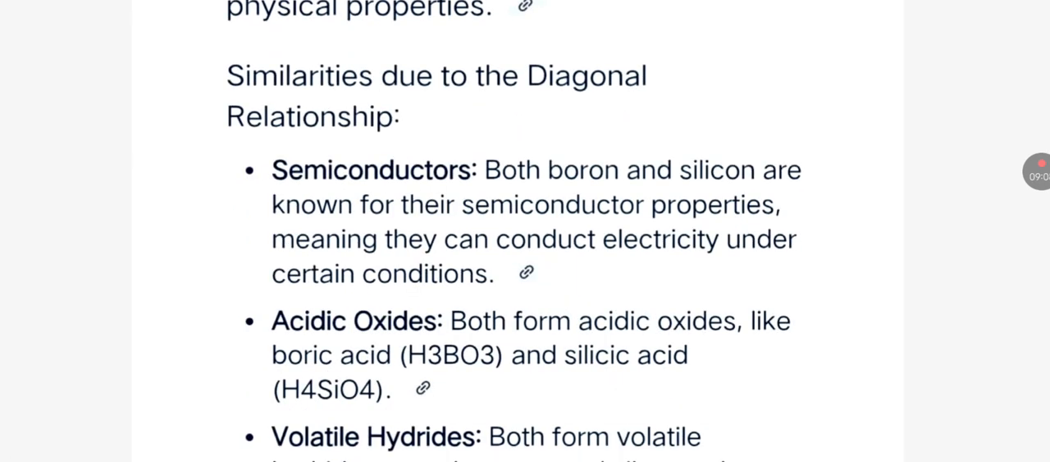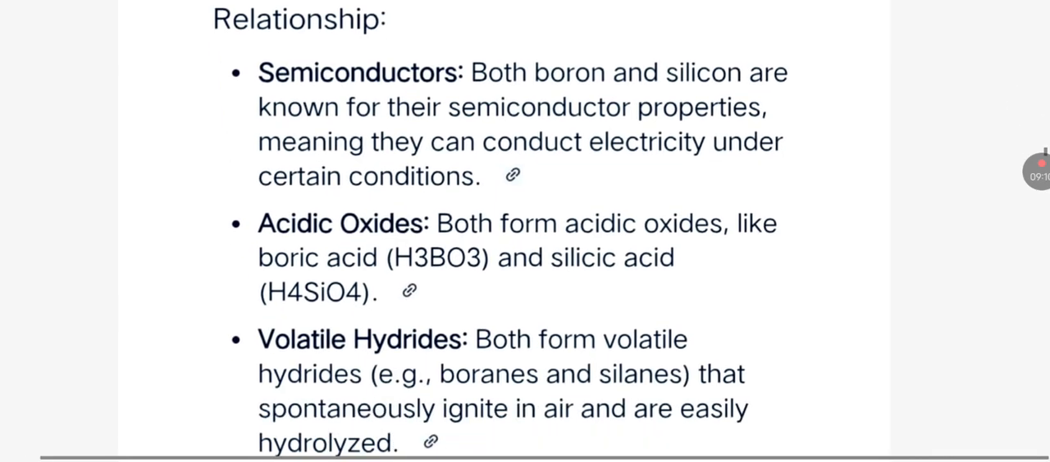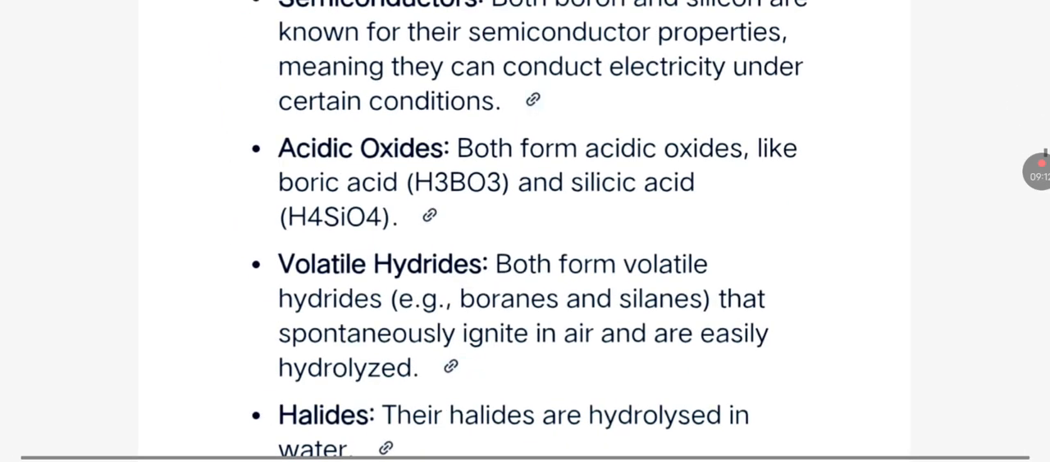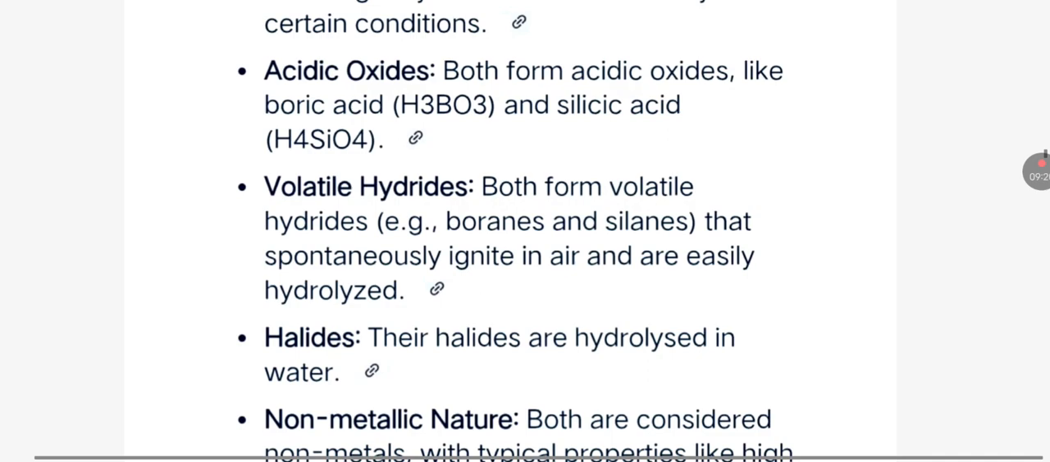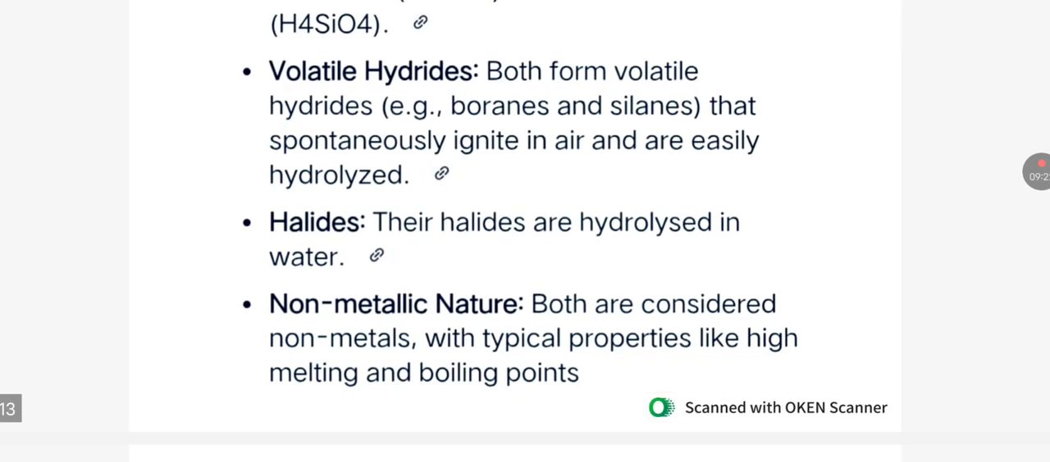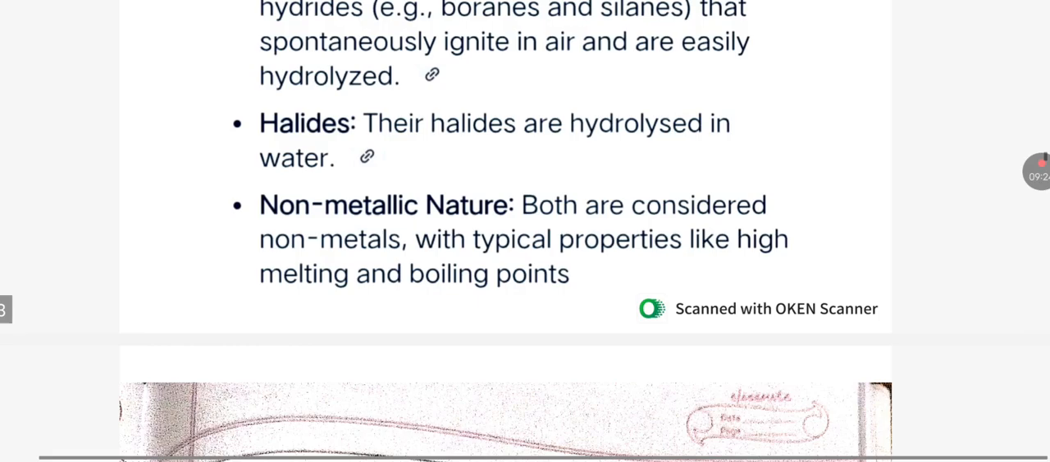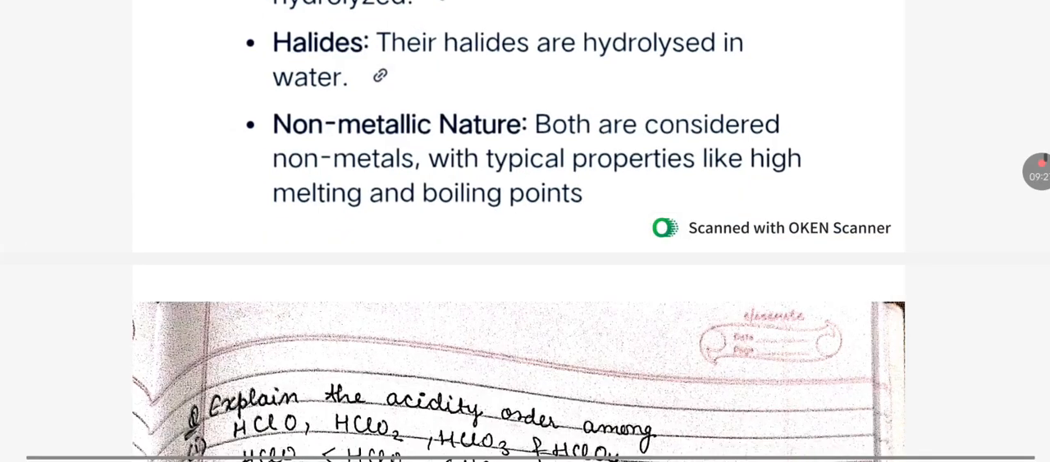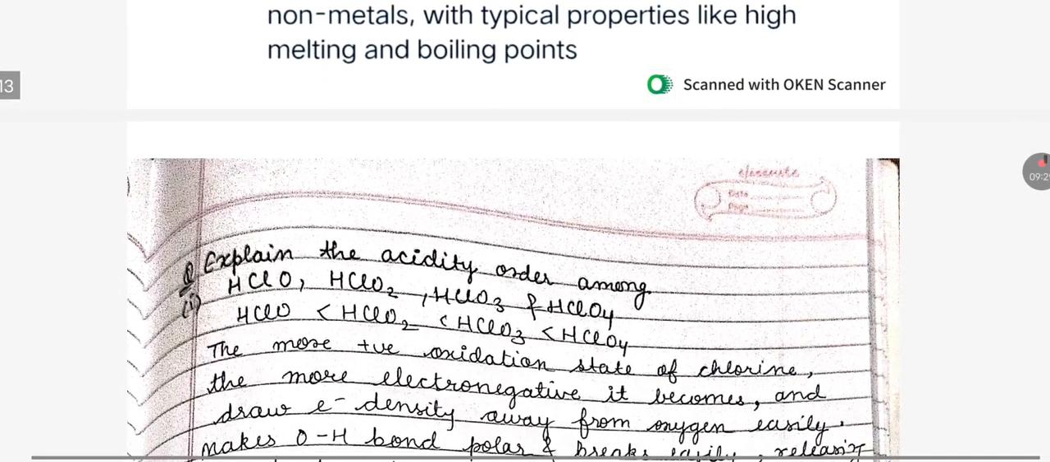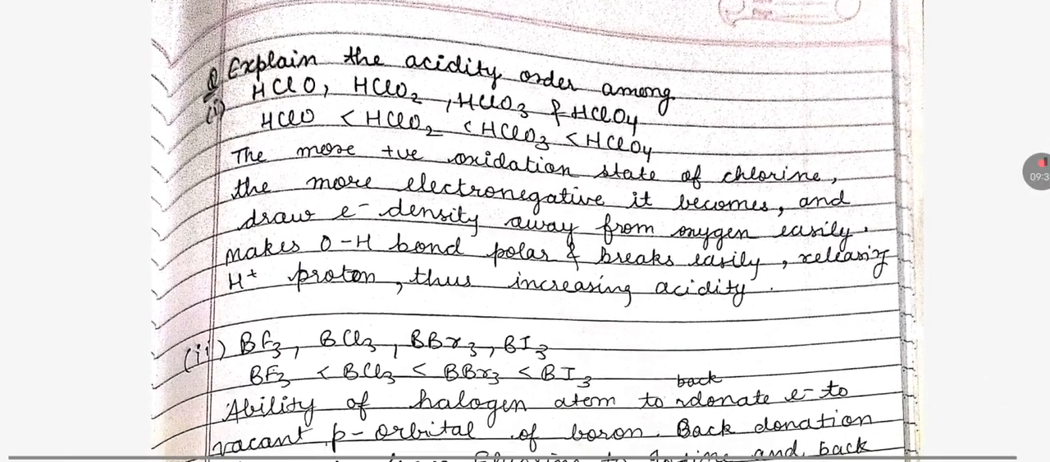Both boron and silicon are known for their semiconductor properties. They can conduct electricity under certain conditions. Both form acidic oxides like boric acid and silicic acid. Both form volatile hydrides, and their hydrides are hydrolyzed in water. Both are considered non-metals with typical properties like high melting and boiling points.